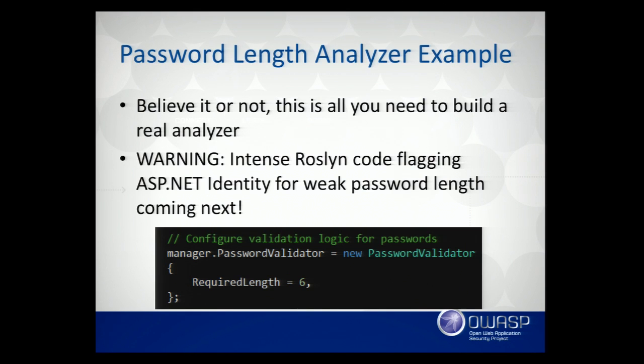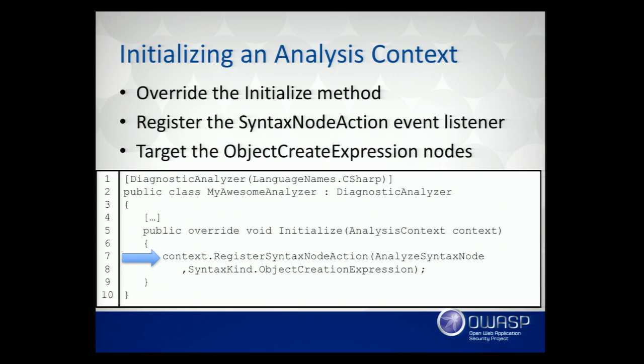So our password length analyzer, let's actually implement this and flag required length of 6 as bad. Sounds pretty easy. So let's take a peek at this. The first thing we do is we override Initialize and we pick that method. So we're going to say RegisterSyntaxNodeAction. We give it the method we want to have invoked when it encounters a syntax kind of ObjectCreationExpression, which is what that tree visualizer told me the password validator class was when we actually stood that thing up. So this will fire every time it encounters an object creation expression.